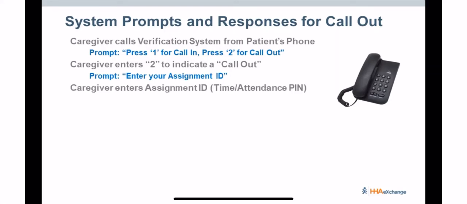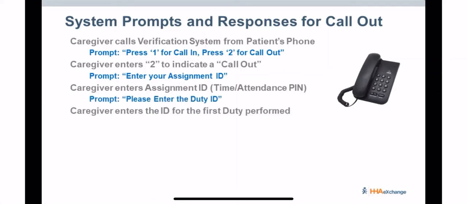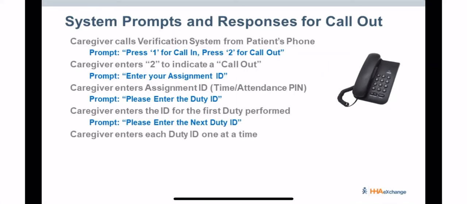Then the system prompts the caregiver to record the duties that were performed during the visit. "Please enter the duty ID." The caregiver enters the duty ID of the first duty performed. "Please enter the next duty ID." If there was more than one duty performed, the caregiver enters additional duties one at a time as the system prompts. Certain duties may require additional prompts for more information.